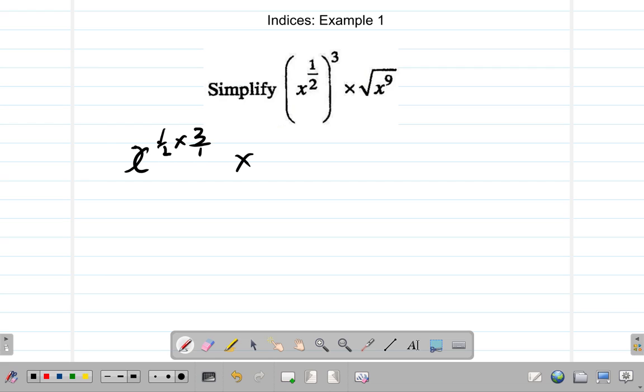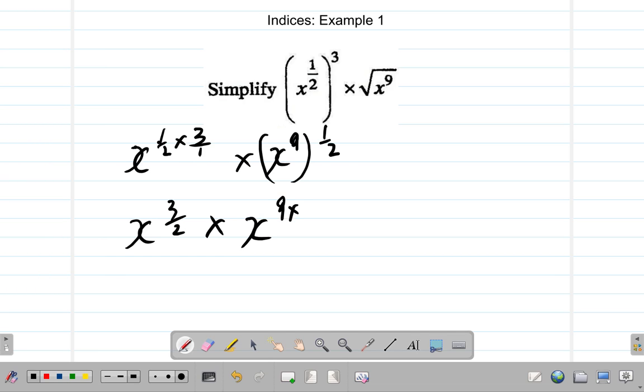Multiplied by, when you have the square root of a number, it's really the number raised to the power of a half. So what we have is x to the 9 raised to the power of a half. Now, here, half times 3. This is x raised to the 3 halves. See that? Multiplied by x to the 9 to the half is going to be x to the 9 times half. Same thing as x to the 9 halves. 9 divided by 2. So you see that.